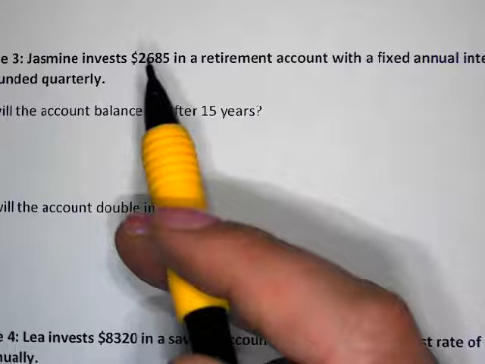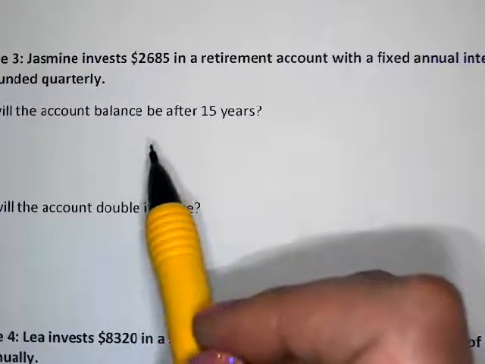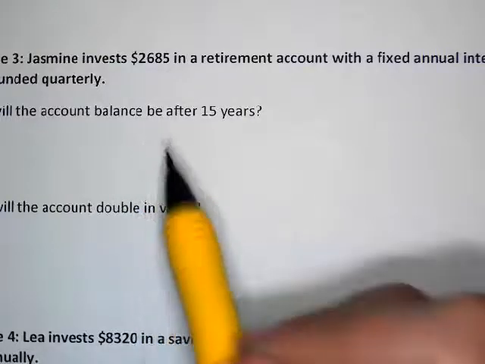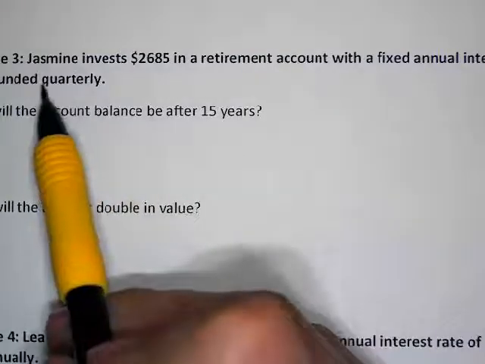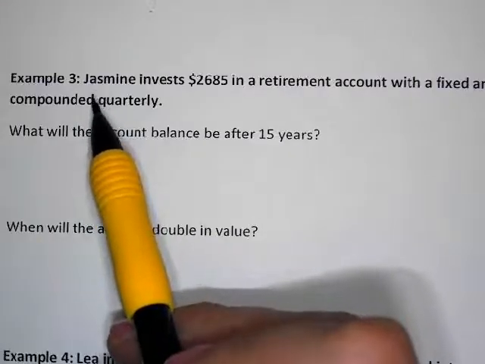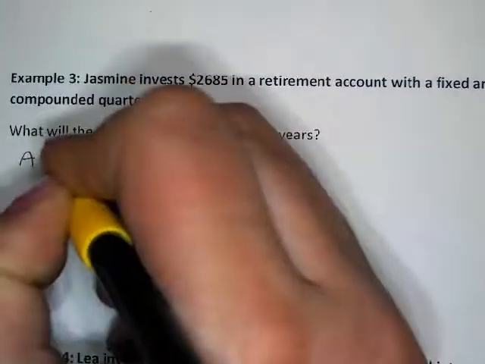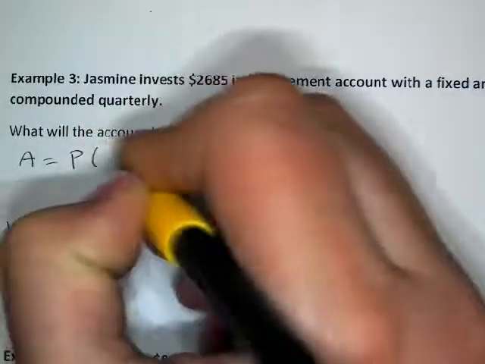All right. Now it says compounded quarterly. So what formula are we using? The last one. So A equals P times (1 plus R over N) to the NT. Notice the N gets used twice.